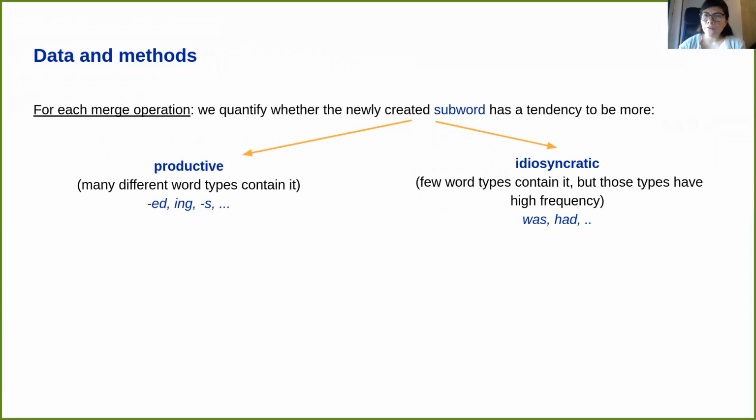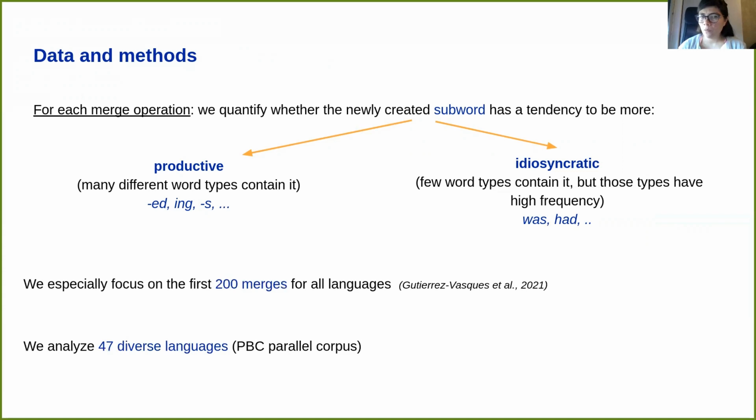So inspired by the notion of morphological productivity in linguistics, we proposed a way to classify the type of patterns captured by BPE. So for each merge operation, we quantify whether the newly created subword has a tendency to be more productive or more idiosyncratic. We focused on the first 200 merges, and we work with 47 diverse languages. We use the parallel Bible corpus.